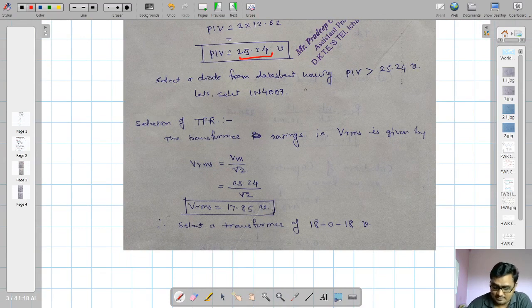So it means to start with any design, you first need to go through the data sheet. What is that data sheet? You will find it in the video lecture, Study of Data Sheet or specifications of the components. So from the data sheet, I am going to select a diode which has a PIV greater than 25.24. That's the condition. If I check the data sheet, I am going to get a model number of a diode that has a PIV greater than 25.